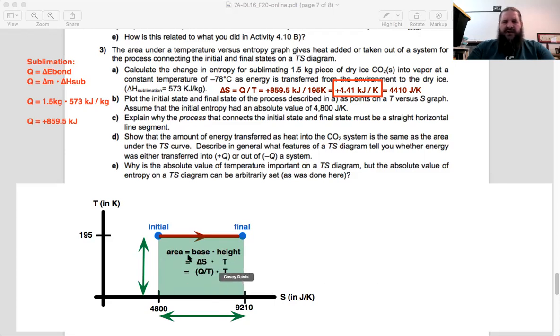And so far, we've just shown that's true for a rectangle, if the curve is a flat horizontal line. But it turns out this is true in general. No matter what the process is, no matter what shape the curve is, on the temperature-entropy graph, the area under the curve all the way down to the axis represents the amount of heat transferred.